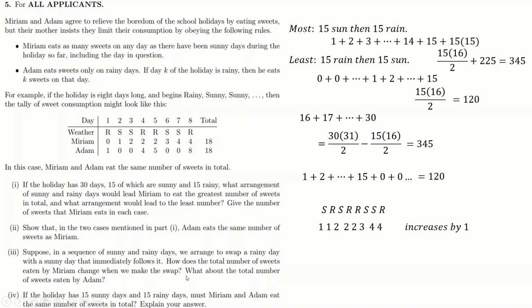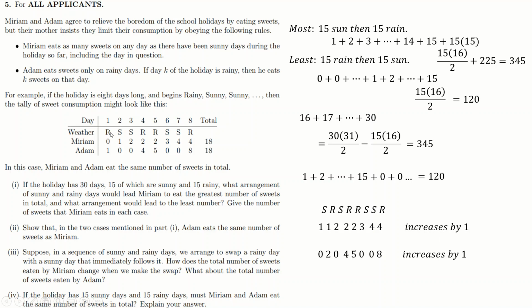But likewise, Adam, if we swap this for this, he's not allowed to eat on the sunny day, but he can eat 2 on the rainy day because it's now day 2. So he'll also increase by 1, and everything else will stay the same. So both of them will increase by 1. If the holiday has 15 sunny and 15 rainy days, must Adam and Miriam eat the same number of sweets? So they eat the same number of sweets in this case, and this case. And if we change a sunny day for a rainy day, in that order, nothing happened. It would both increase by 1.